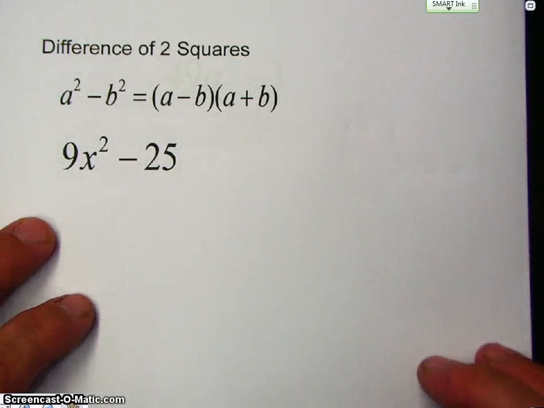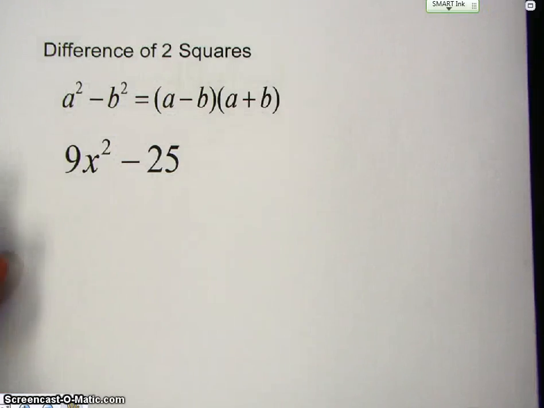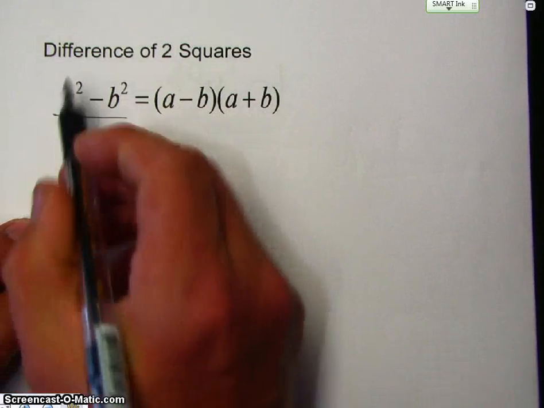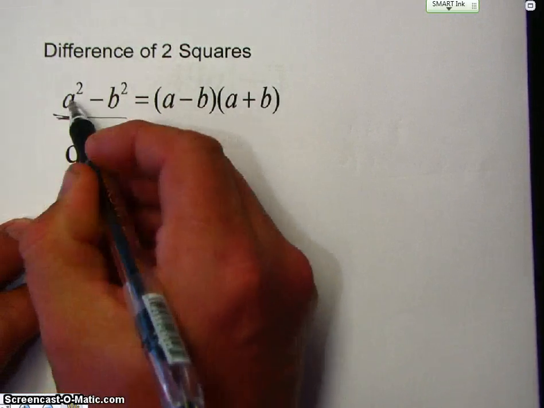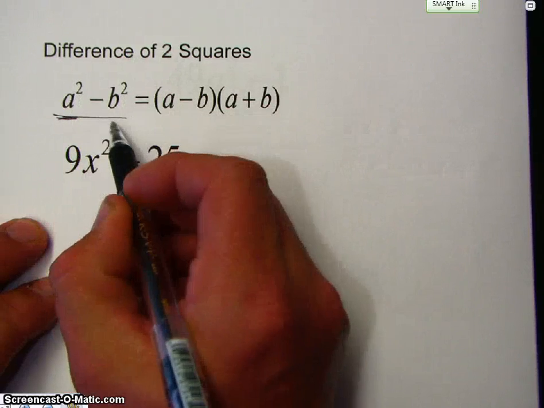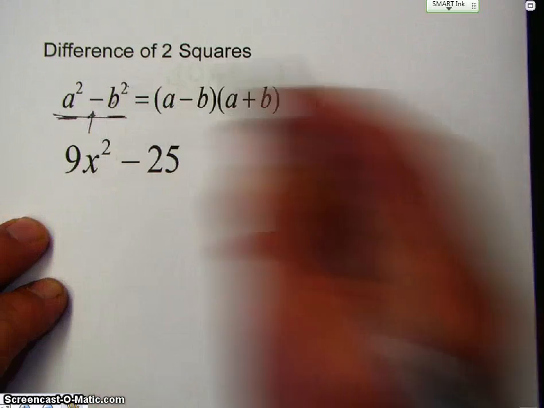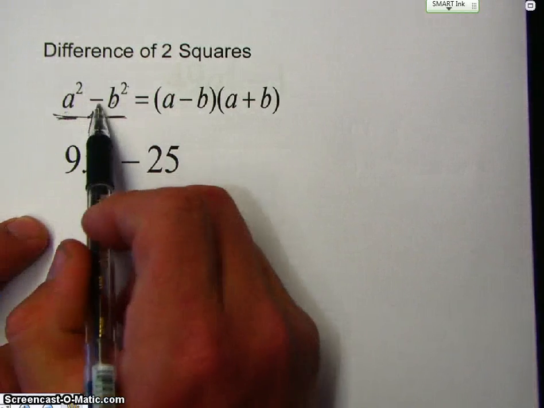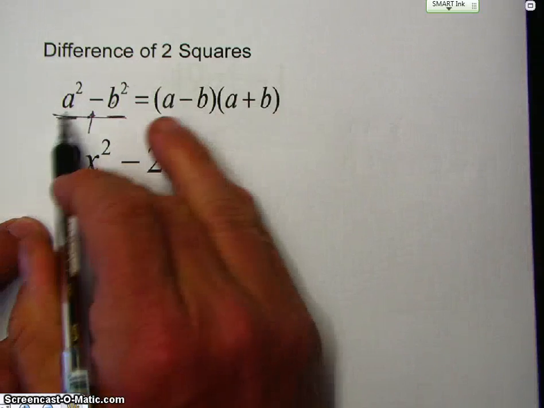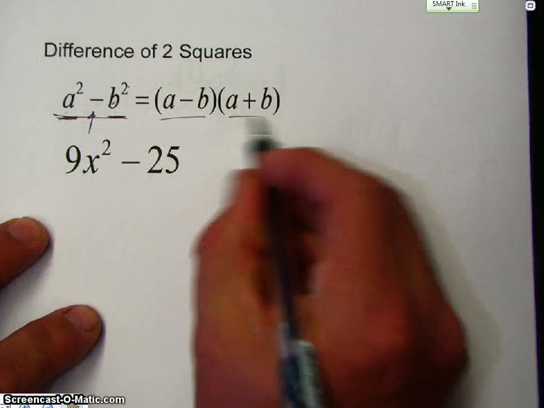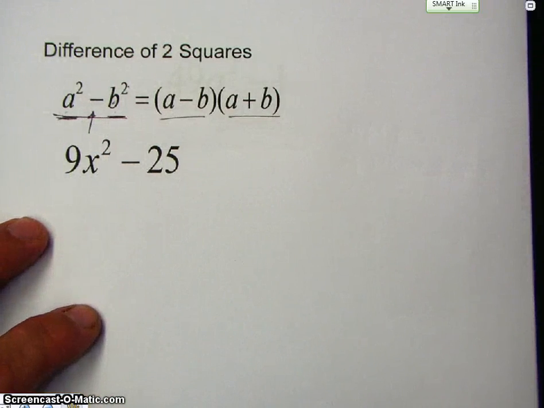All right, difference of two squares. Well, first of all, you have to recognize, here's the basic formula. In other words, the first term is a perfect square. The second term is a perfect square. And then the middle has to be a difference. So it has to have those three key aspects. If it does, then that means I can factor it into that form.